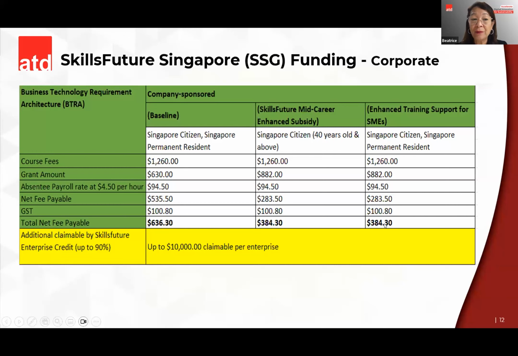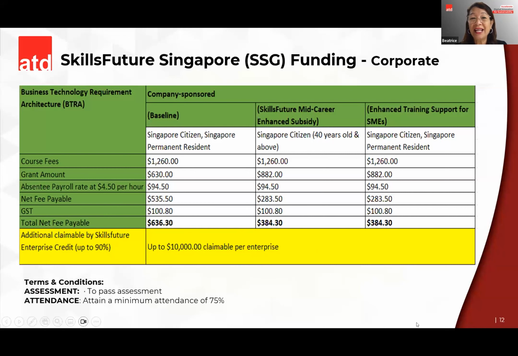And the good news about corporate is that for SMEs, you can also tap on the SkillsFuture Enterprise Credit, where you are given up to 10,000 claimable per enterprise.